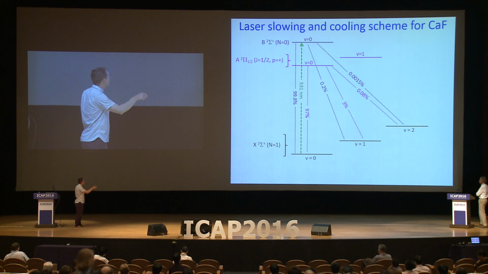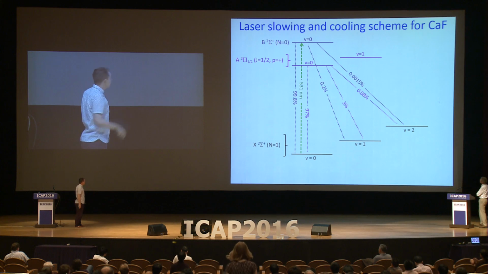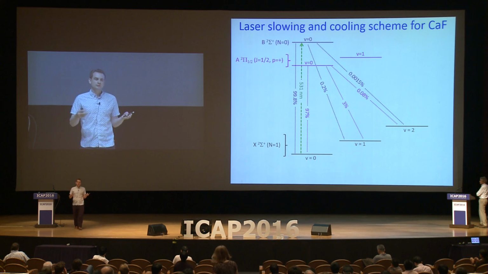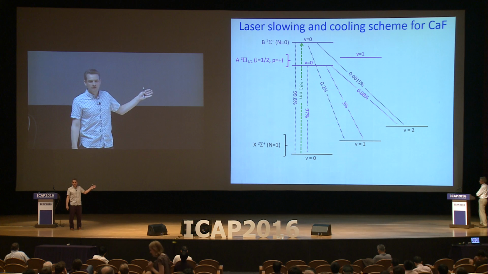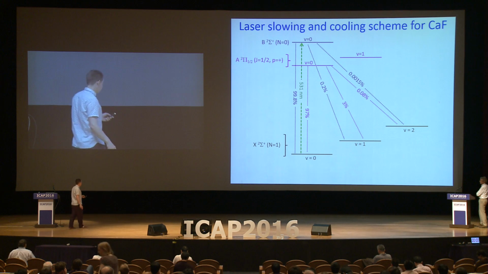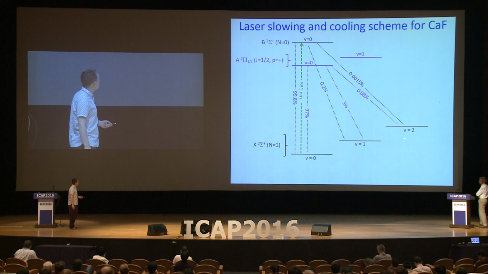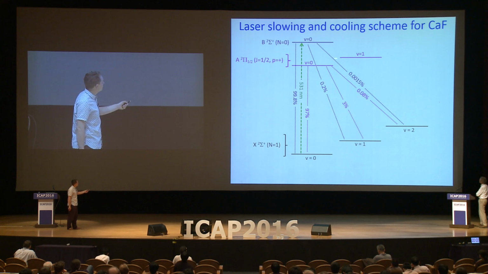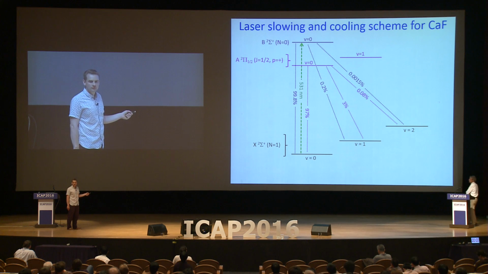So the B state can decay to the A state, which then decays to the X state, and that takes molecules out of the cooling cycle because it puts them into a rotational state that we don't address. We were worried about that. But what we find in the experiment is that that leak is even smaller than this leak to v equals 2. It's smaller than this 0.0015%. So it turns out not to be a problem in the experiment.